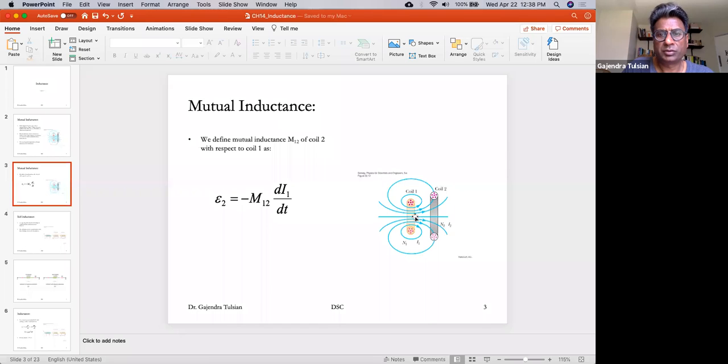Mutual inductance between these two circuits: the EMF induced in circuit 2 because of changes in current in circuit 1. So currents are changing in circuit 1, and that is inducing an EMF in circuit 2. And that proportionality constant is called the mutual inductance. Now this is hard to calculate for arbitrary circuits.